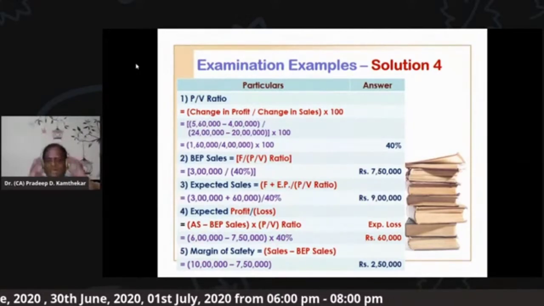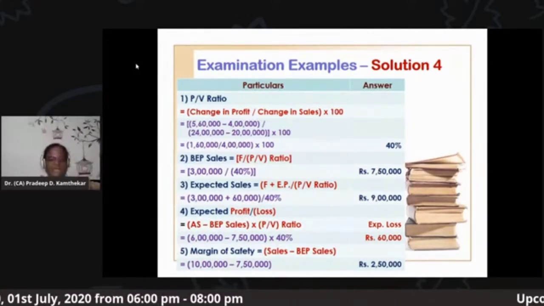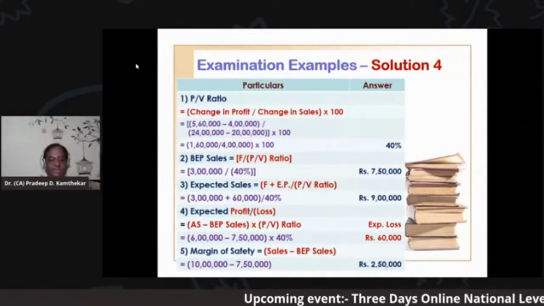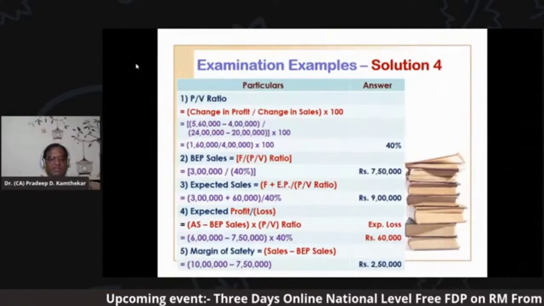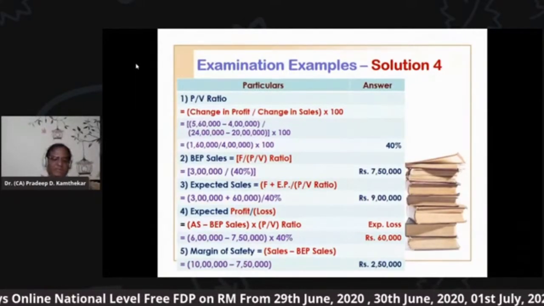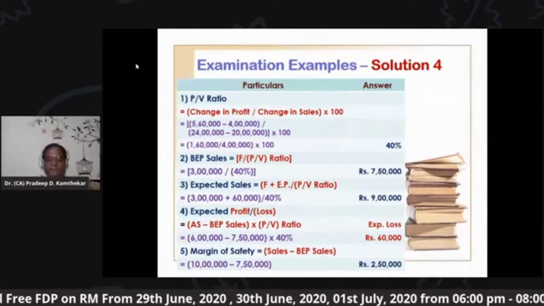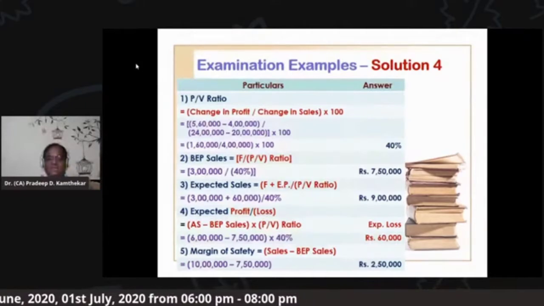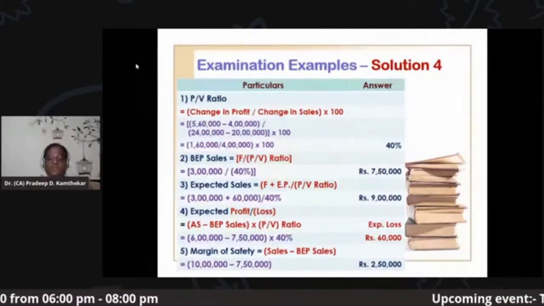Now, expected profit when actual sales is given as 6 lakhs, break-even point sales we have calculated in point number 2 as 7 lakh 50. So here the margin of safety is negative. So margin of safety is 1 lakh 50,000 negative multiplied by 40% PV ratio. So we get here 60,000 as expected loss because margin of safety is negative.